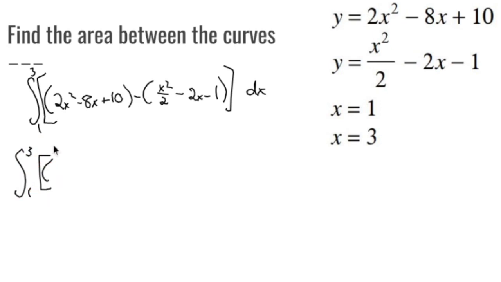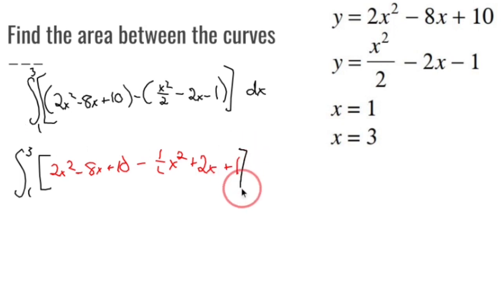Let's write this all out, although I really don't need those parentheses anymore because I'm going to try to simplify. So I've got 2x squared minus 8x plus 10, distribute this negative, and let me write it out as a better looking fraction. So that would be 1/2 x squared plus 2x plus 1, close the bracket, dx. I think I should be able to squeeze it in here.